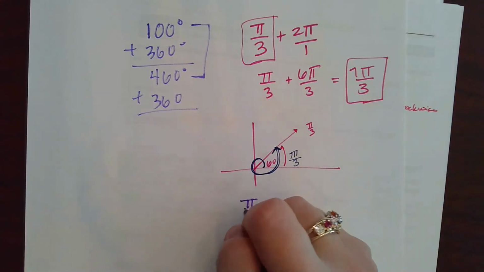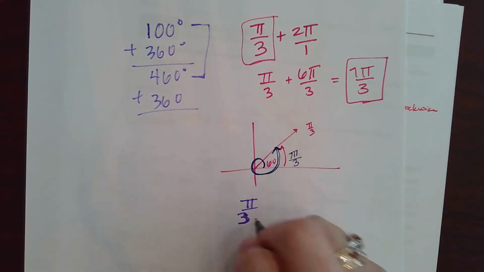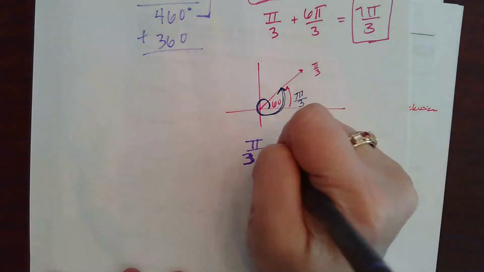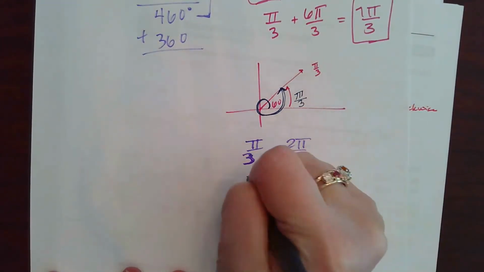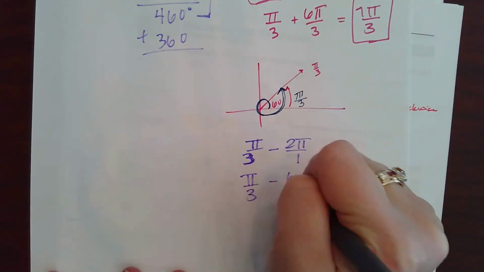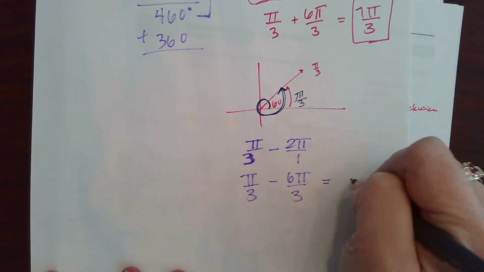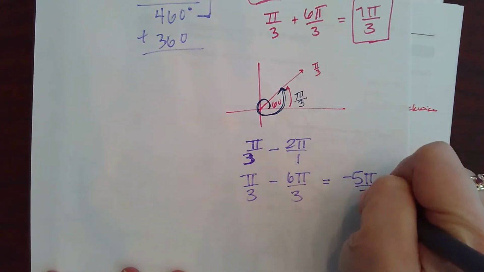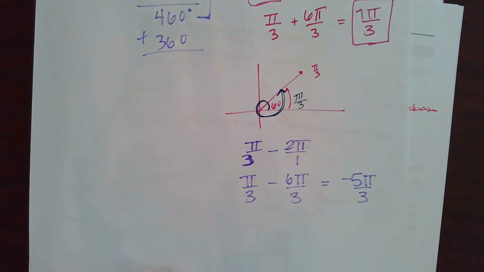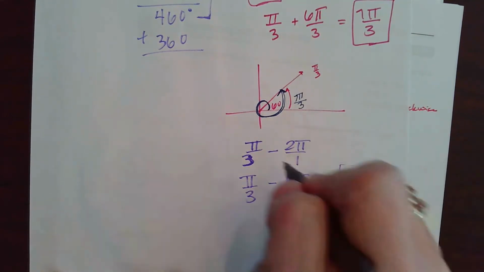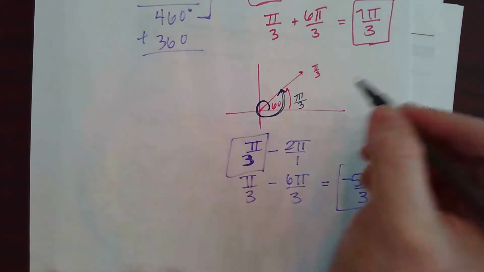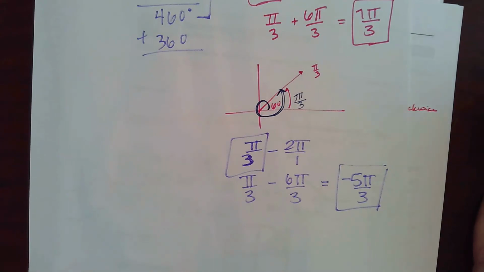If I had pi over 3 and I wanted to find a coterminal angle, but I wanted it to be negative, I could subtract 2 pi. So again, you could find your common denominators, and this time I would get negative 5 pi over 3. So this and this are also coterminal to 7 pi over 3.